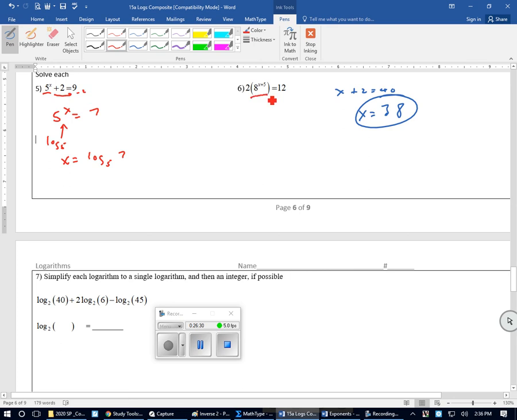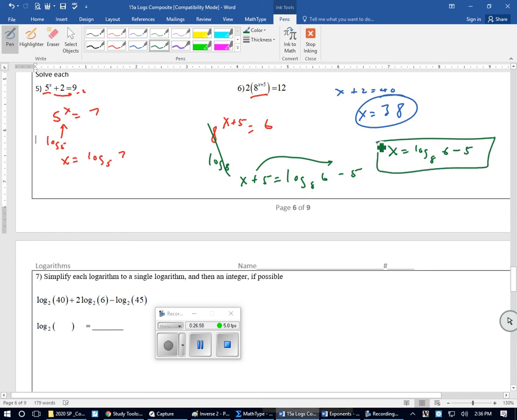I have to get the exponential by itself. We undo a base of 8 with a log of 8. That cancels, and I have x plus 5 equals log 8 of 6. x equals log 8 of 6 minus 5.